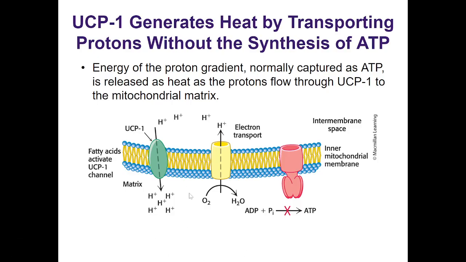Okay. So the fatty acid activated UCP1 channel again. Here we have the UCP1. It's going to release the H pluses without using them to drive the normal ATP synthesis. This would then just generate waste heat energy.